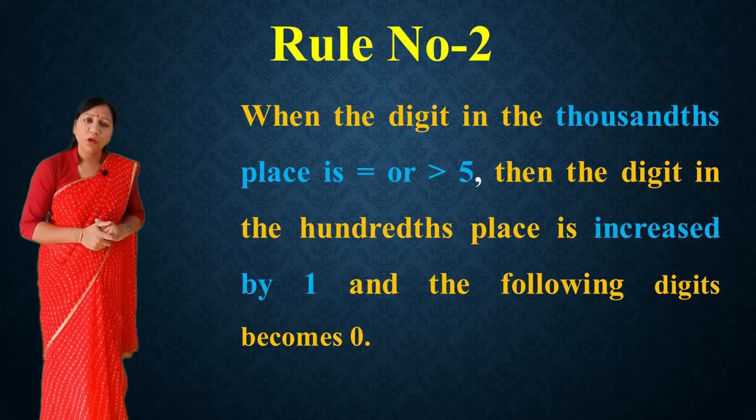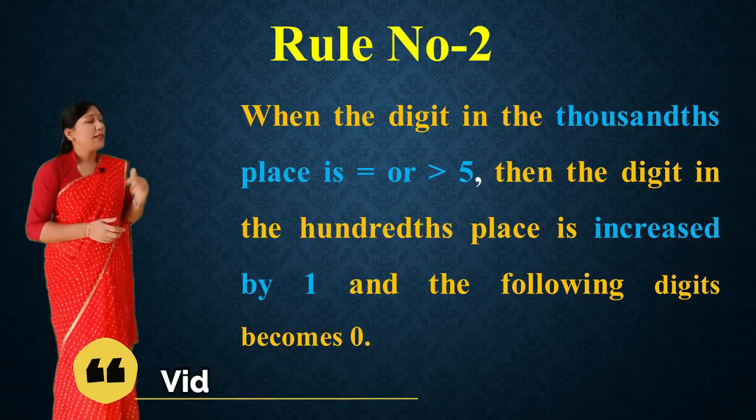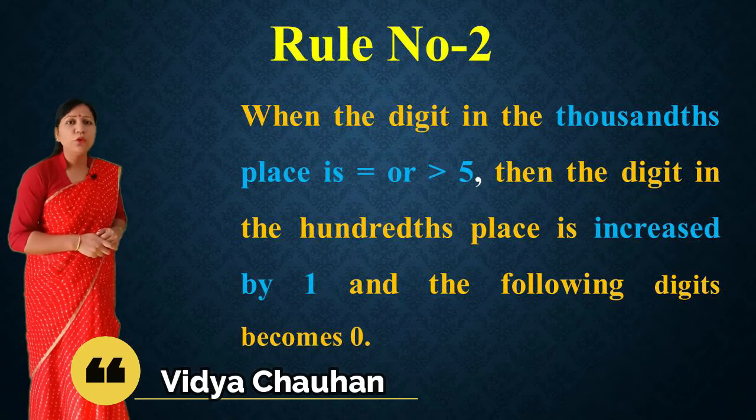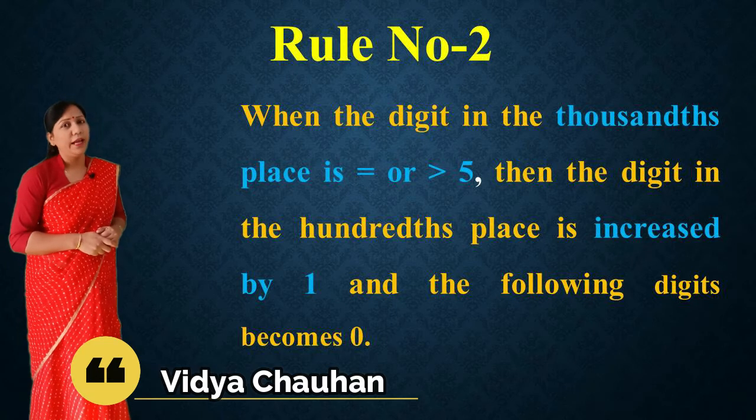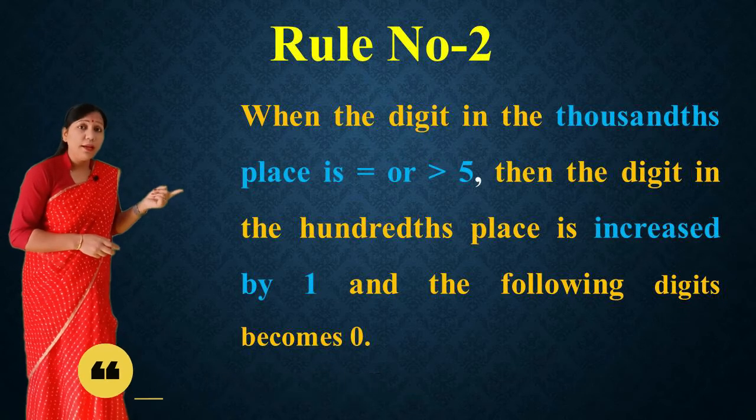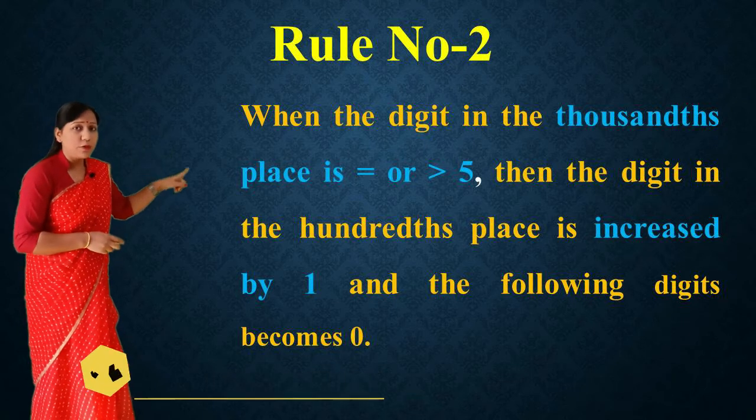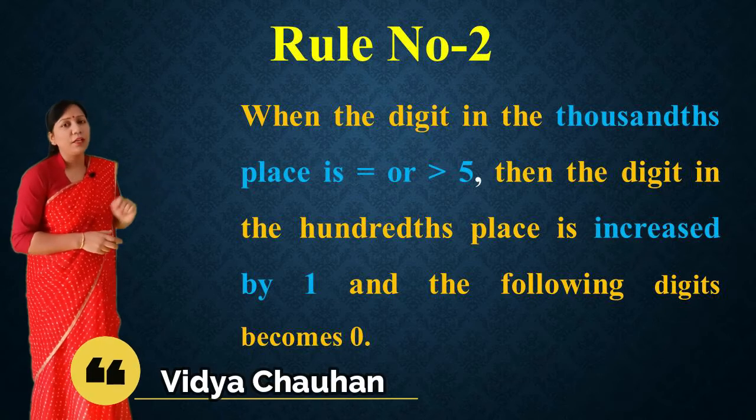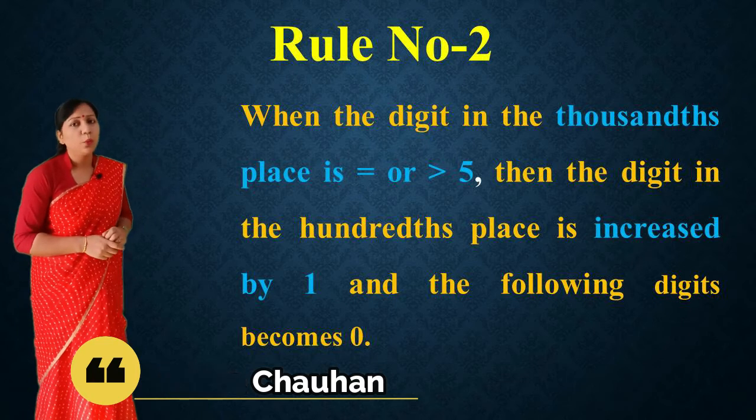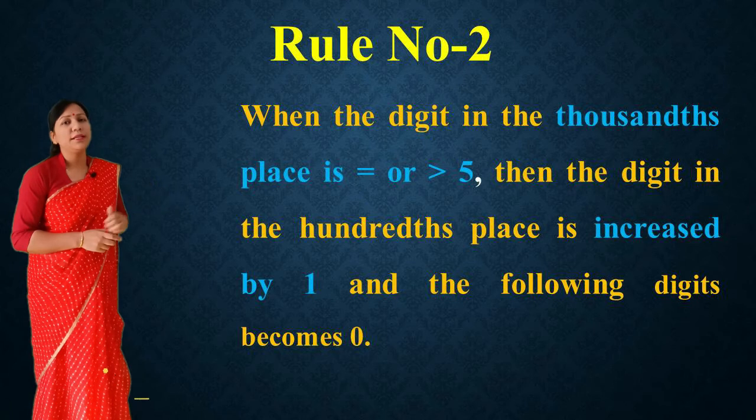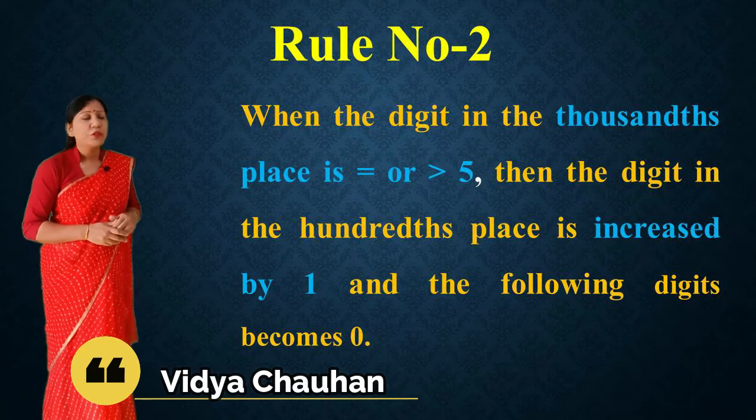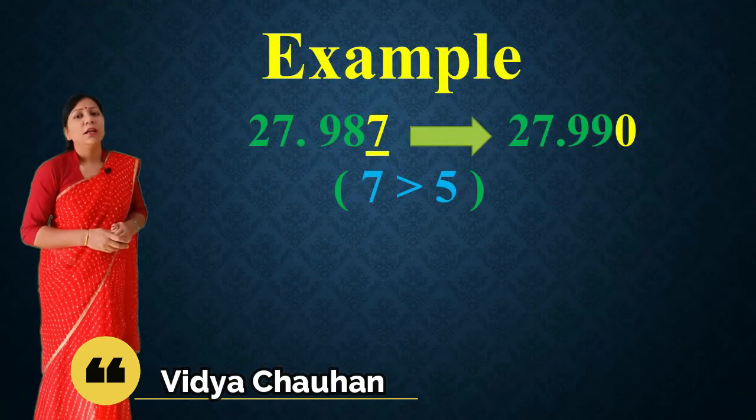Coming to the second part, if the digit at the thousandths place is greater than or equal to 5, then what will be the condition? The second rule says when the digit in the thousandths place is equal to or greater than 5, then the digit in the hundredths place is increased by 1, and the following digits become 0.